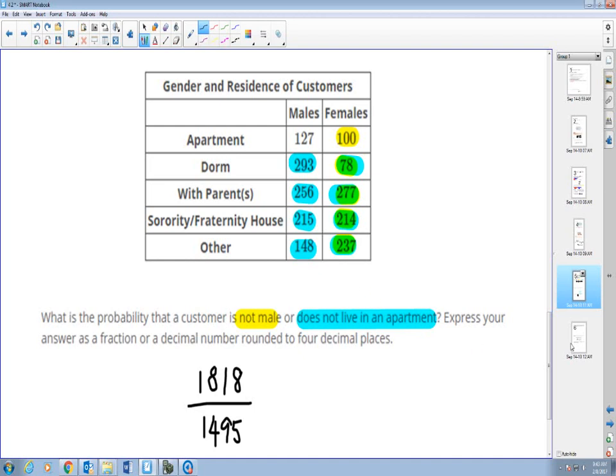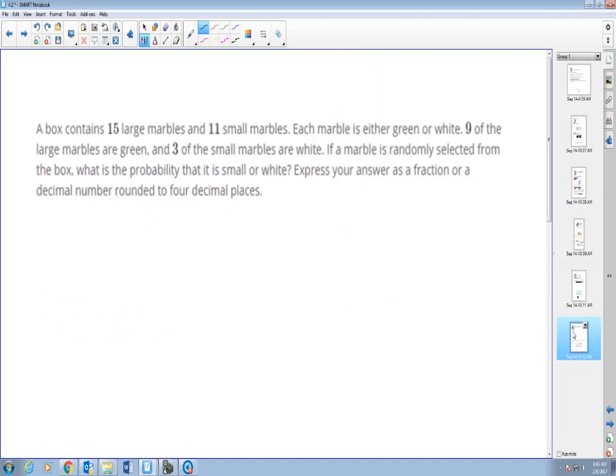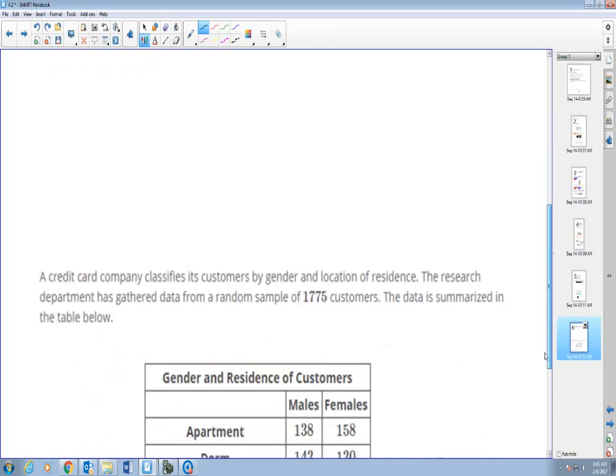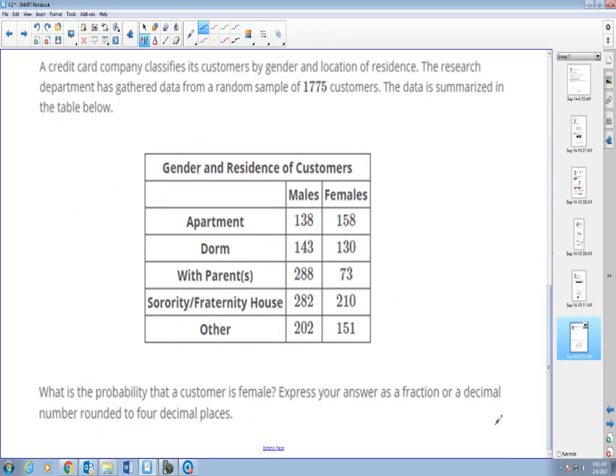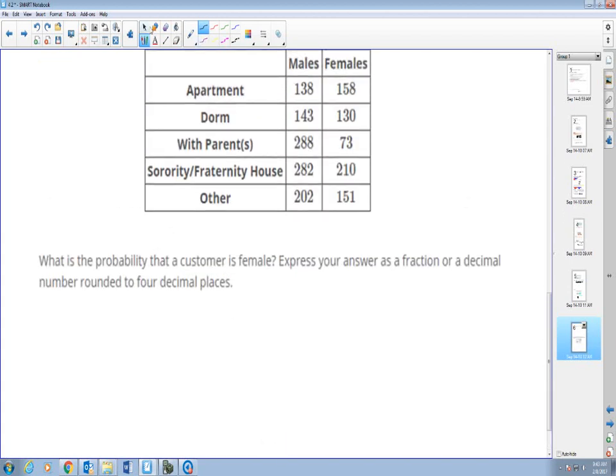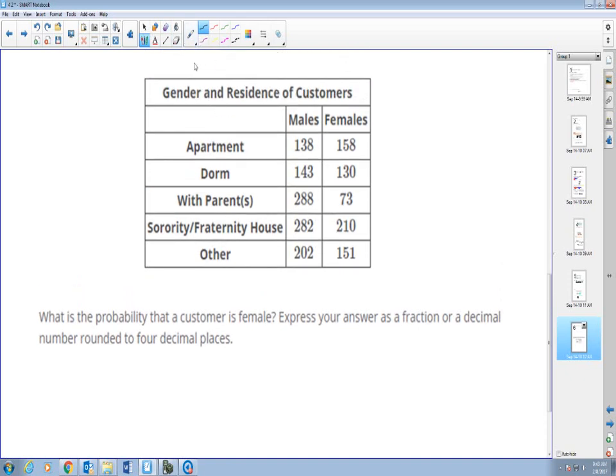Alright, let's try another one. We'll come back to this one. Let's do one more table problem. Credit card company this time. 1775 customers. What is the probability that a customer is female? So this is only one event, female. That means I'm only going to count the females. I only have one event here. Alright, so let's add them up.